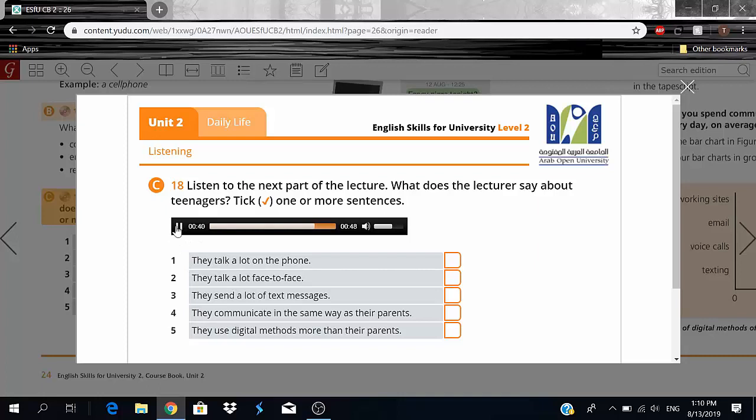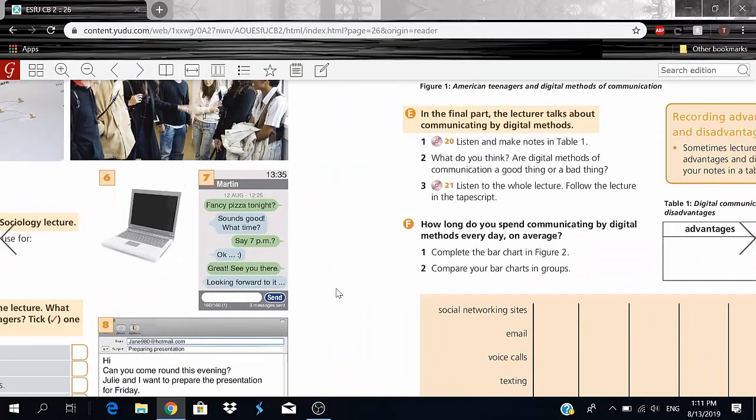Teenagers today communicate in a different way from their parents. Okay, so they communicate in a very different way from their parents. So number 4 is also out. Alright, that's it. You guys see, he never mentioned anything about how they use digital methods more than their parents. Even if he didn't, it just means that this is irrelevant right now. So we only have one option left, and that is they send a lot of text messages. Okay, you guys? Now, let's move on here.